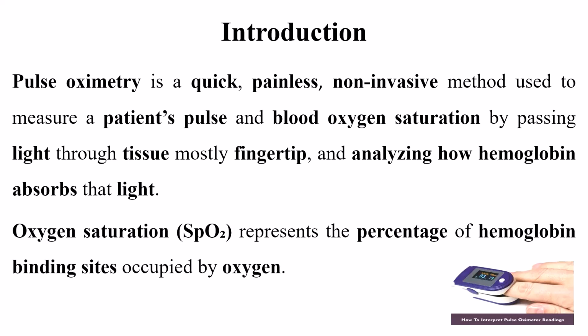Oxygen saturation is used to represent the percentage of hemoglobin binding sites occupied by oxygen. As we know, each RBC has more than 280 million hemoglobin molecules. Those molecules consist of two parts, a pigment part and a globin protein. This protein consists of two alpha polypeptide chains and two beta polypeptide chains. Each hemoglobin molecule binds with 4 oxygen molecules, or can carry 4 oxygen molecules.